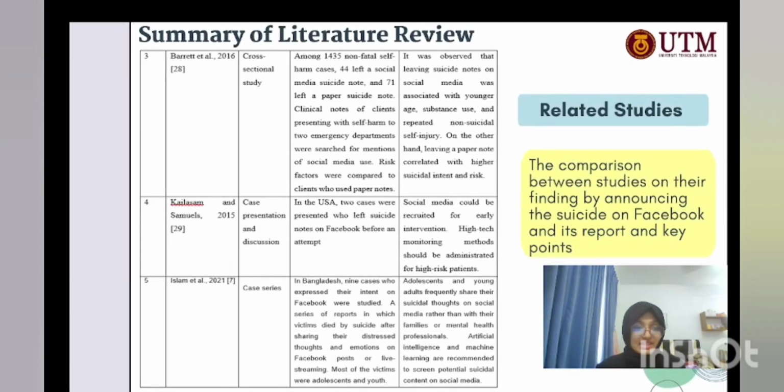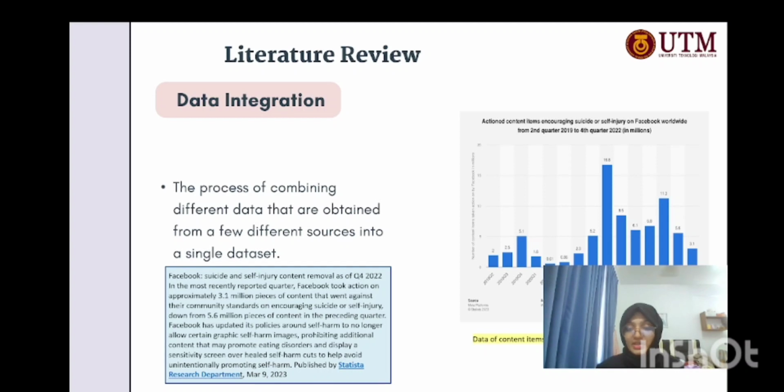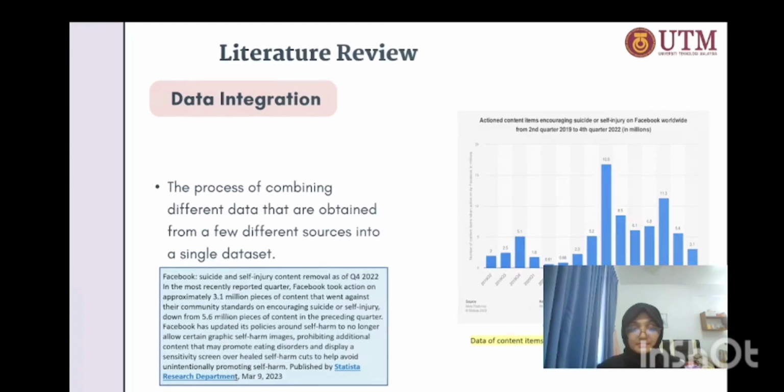These are some more related studies related to the suicidal posts. Moving to the next, this one is a graph based on data of content items encouraging suicide or self-injury on Facebook, and this data is taken from statistical research department. The process of combining different data that are obtained from a few different sources into a single data set.